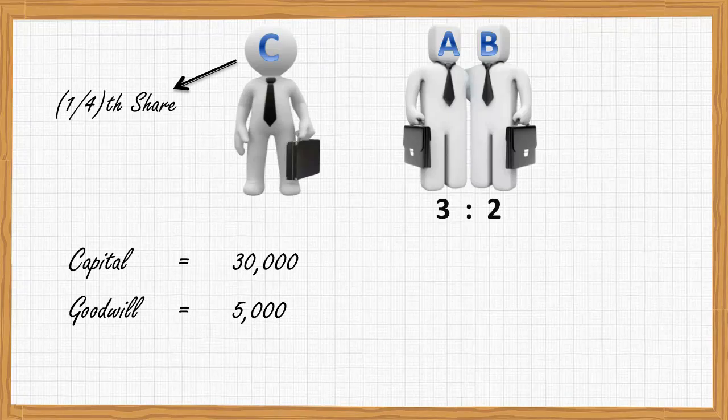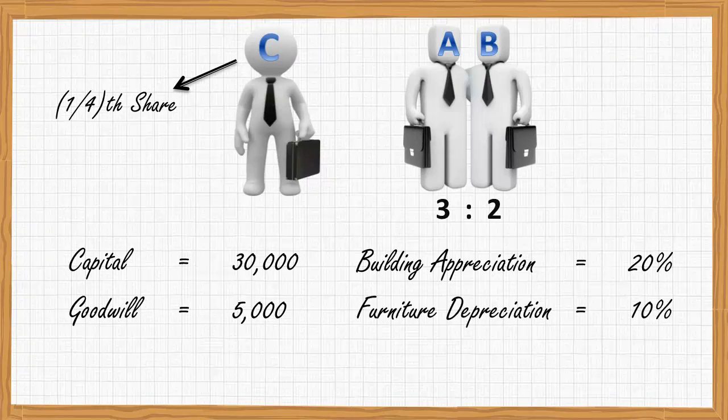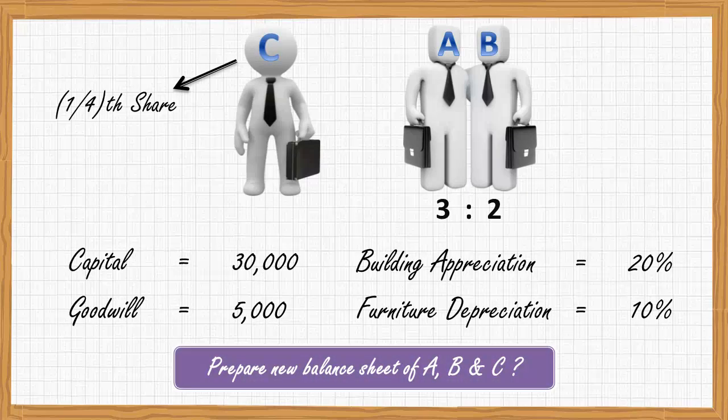And at the time of admission of C, it was decided to appreciate building by 20% and depreciate furniture by 10%. So you are asked to prepare new balance sheet of A, B, C. Now the thing is, how will you handle this question?